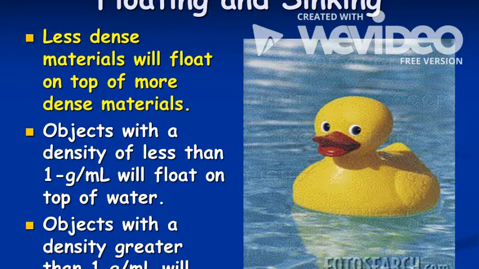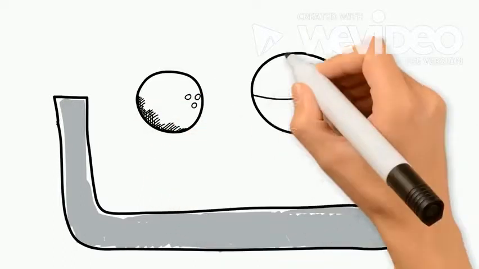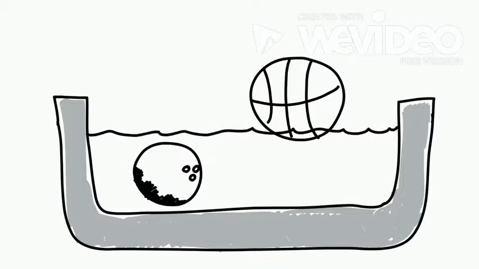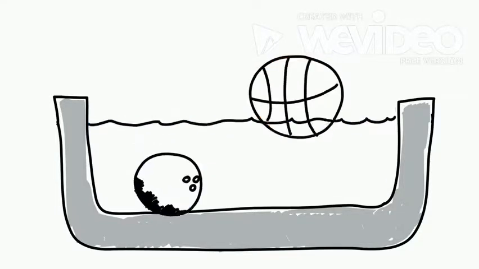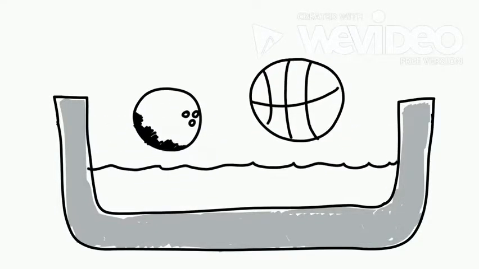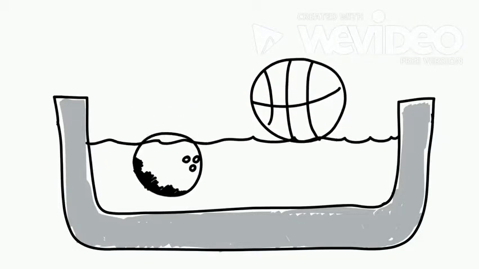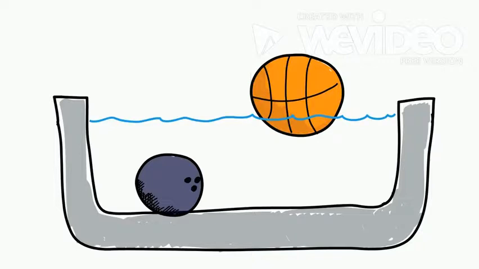Now, let's take a look at why things so big as ships float. But if an object is heavier than the amount of water that it's displaced, or is something very dense, the object will sink, like the bowling ball. And if the object is lighter than the amount of water it has displaced, or something not very dense, the object will float, like the basketball.